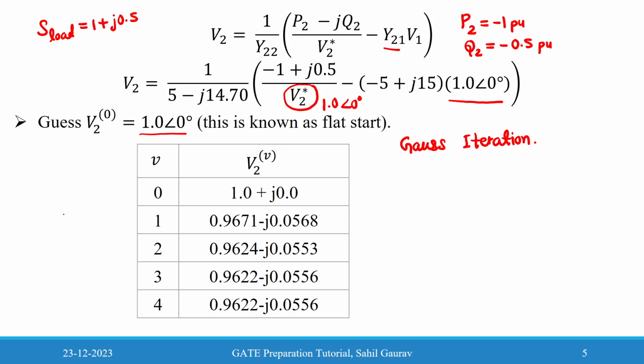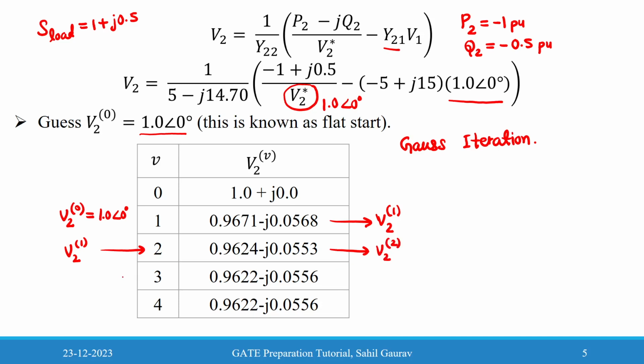If you put V2 0 equal to 1 at the angle of 0 degree, you will get this expression. So this will be V2 1. And again, you got V2 1, then put this value again here in V2 star. So this is the second iteration. After putting V2 1, you will get this one as V2 2.